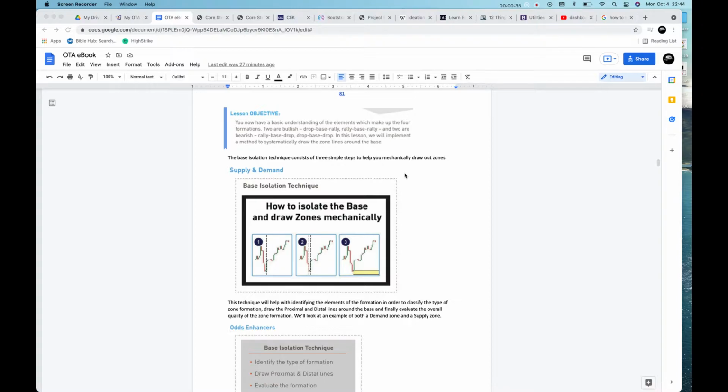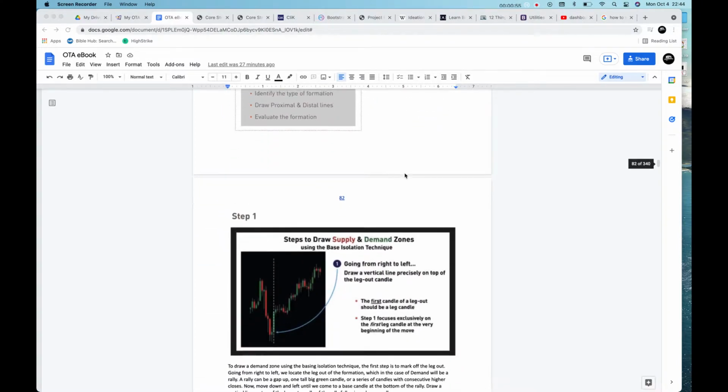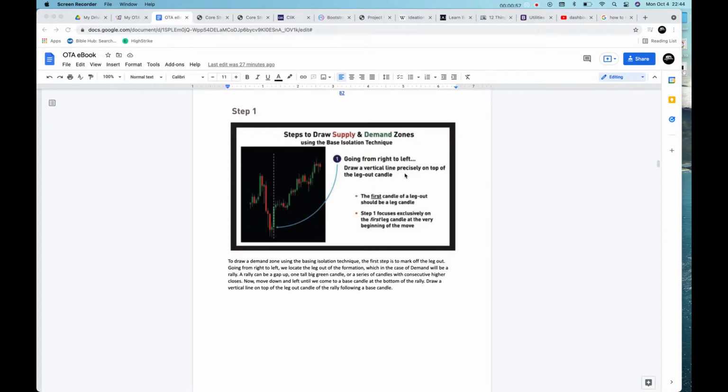Now this technique will help with identifying the elements of the formation in order to classify the type of zone formation that it is. It'll help you draw the proximal and distal lines around the base, and finally it'll help you evaluate the overall quality of the zone formation. And we'll have a chance to look at examples of both a demand zone and a supply zone.